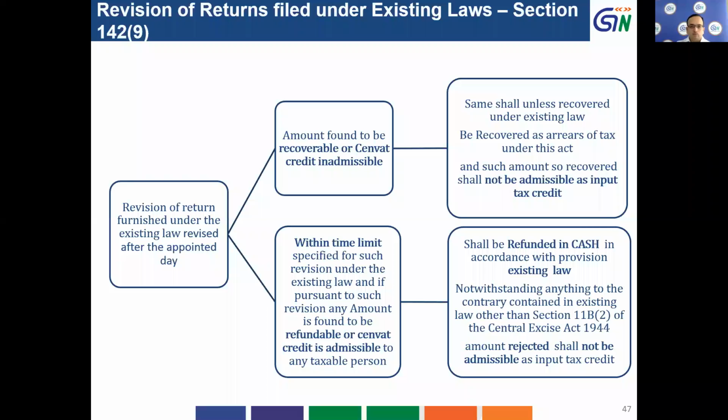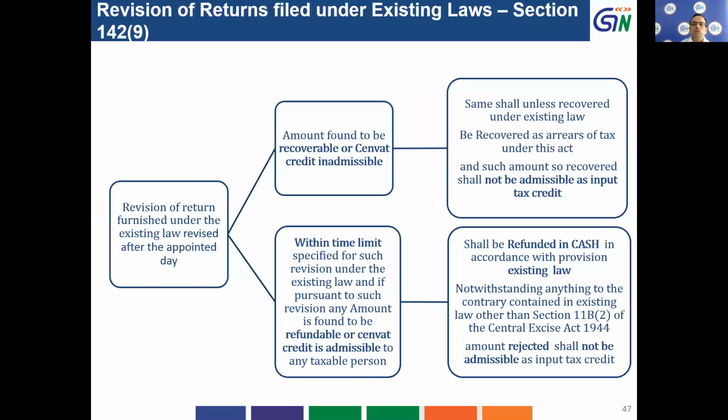If you see the provisions, they have the same underlying feeling throughout. If it is admissible and it is not paid, then it will be given in cash. He has to show that the incidence of duty is borne by him, and if the amount is rejected, input tax credit will not be admissible. And if it is liable to be recovered and is not recovered under the existing law, it will be recovered as arrears under the new law.